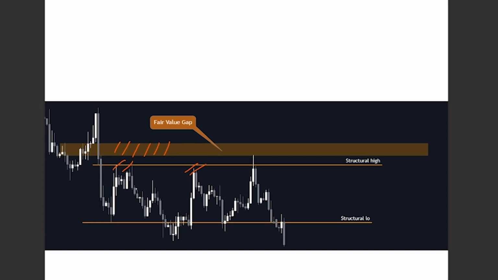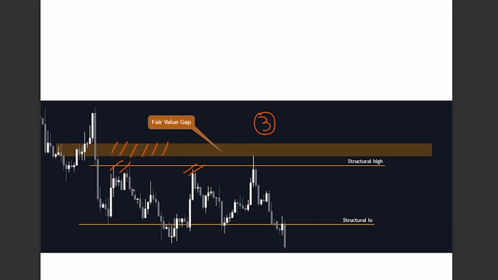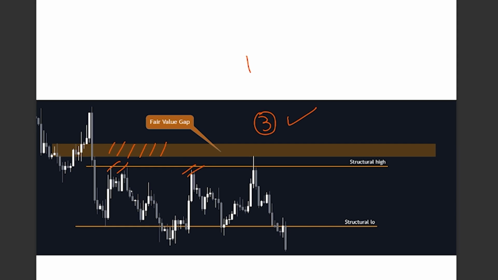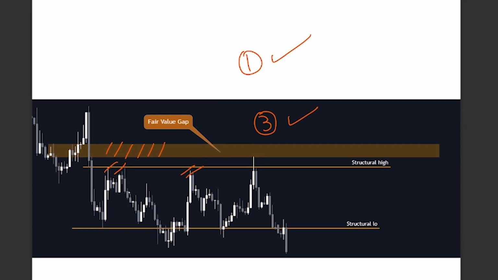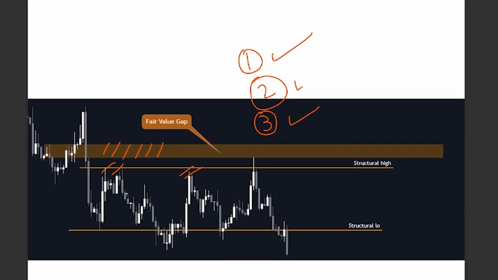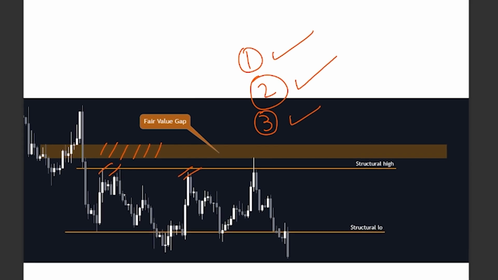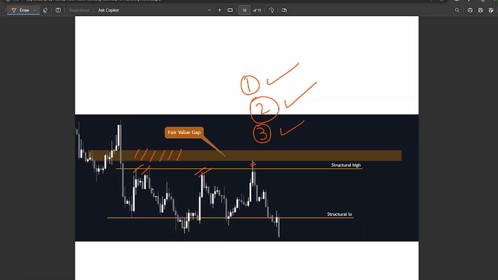So which means that all three of our conditions are satisfied. Firstly, the trend should be bearish, that is satisfied. Secondly, there should be a sweep of the structural highs, which is done here. Thirdly, price must tag a higher time frame PD array, which is this fair value gap, as you can see here. So the third condition is also satisfied. Every condition is satisfied, so it makes sense here to take a short trade with our bias being bearish.